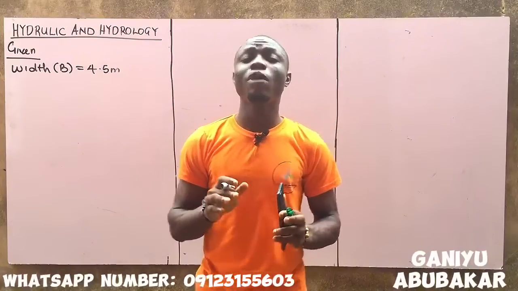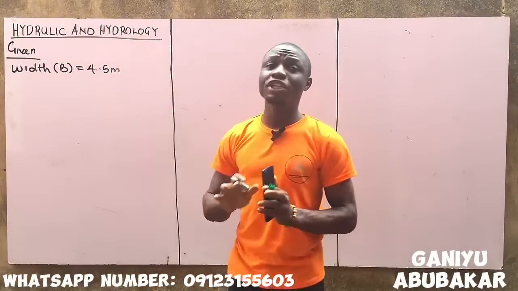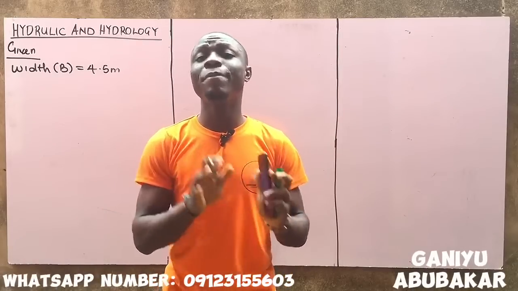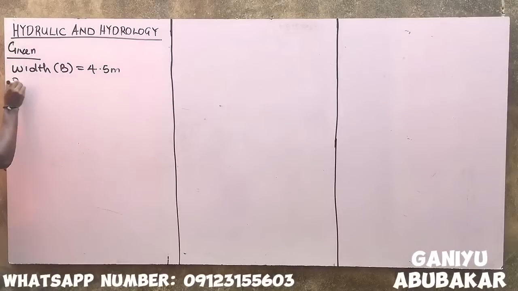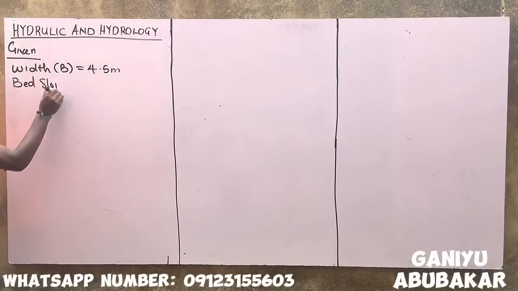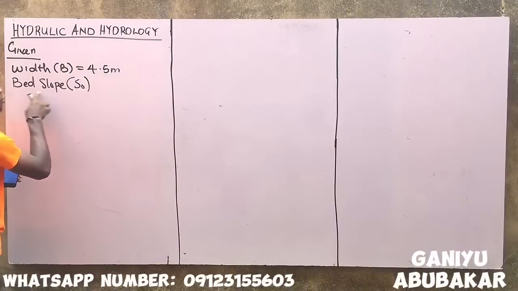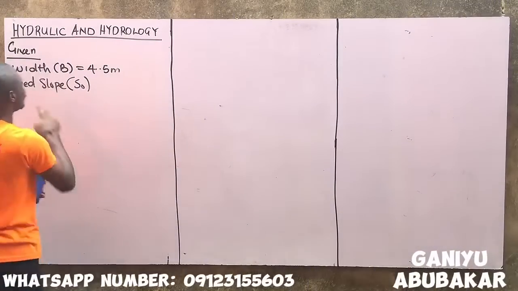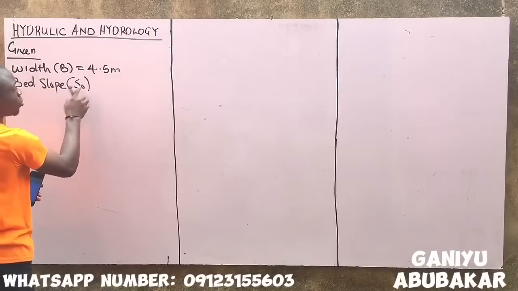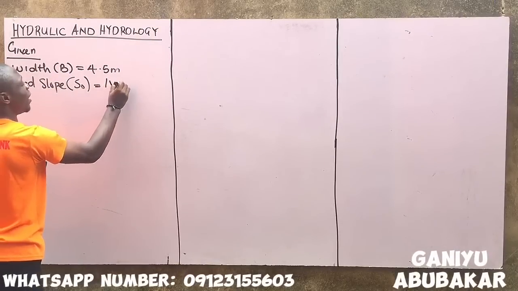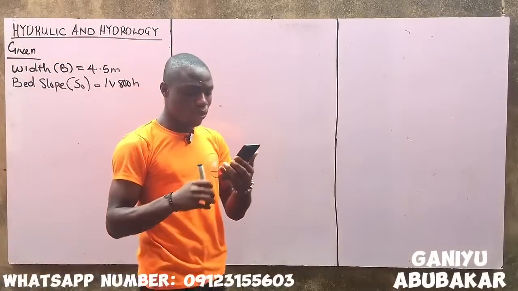Next, a slope of 1 vertical to 800 horizontal. When it comes to slope, I can't just write out slope. The real name for that slope is bed slope, so I'll call it bed slope. Bed slope is represented by S naught, and width is represented by B. Bed slope S naught is 1 vertical and 800 horizontal, as given in the question.